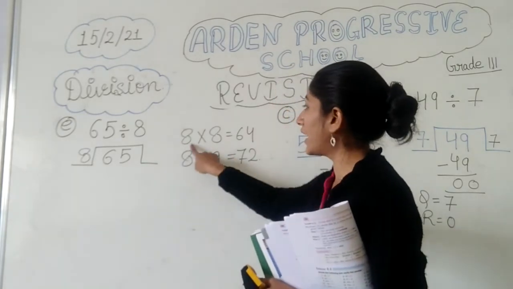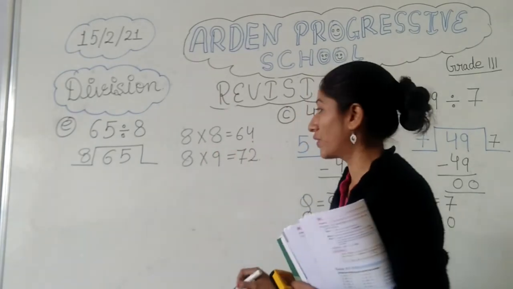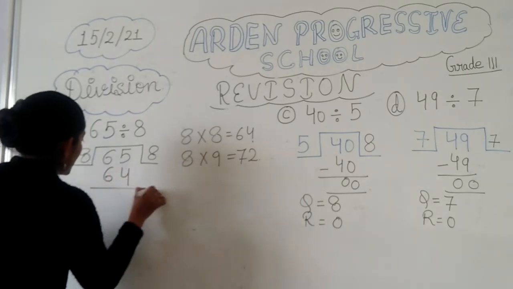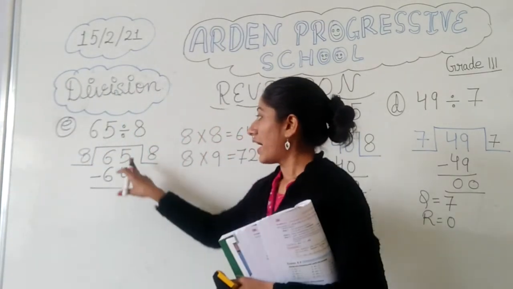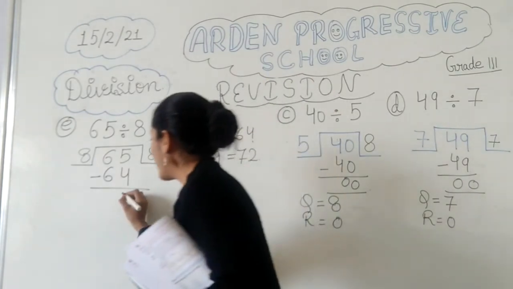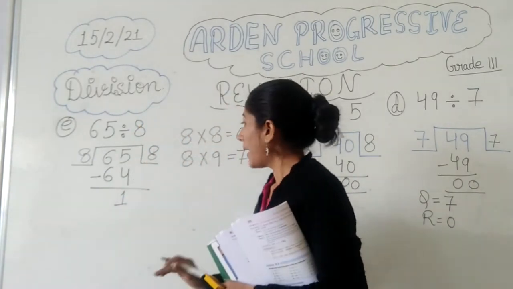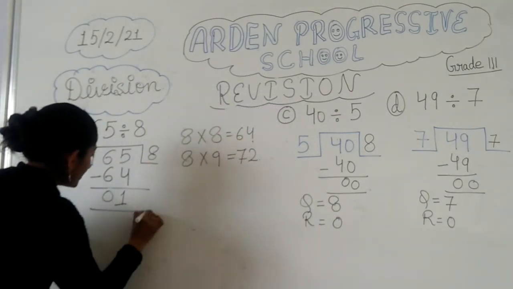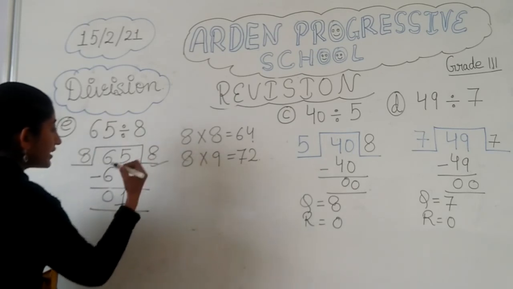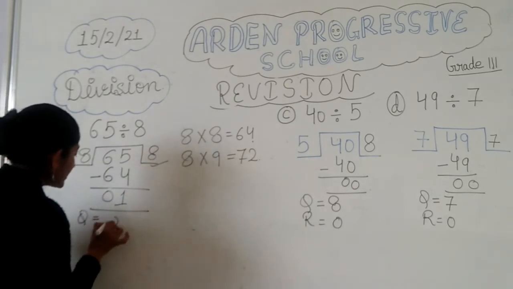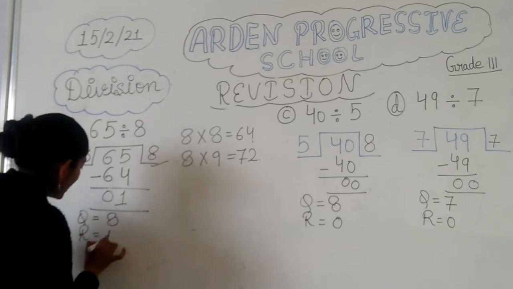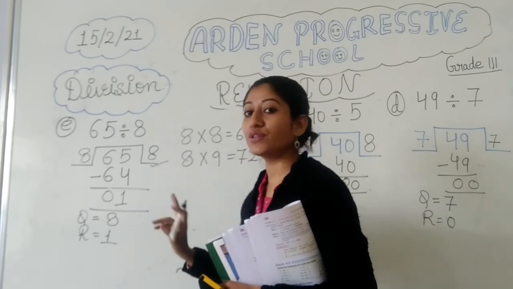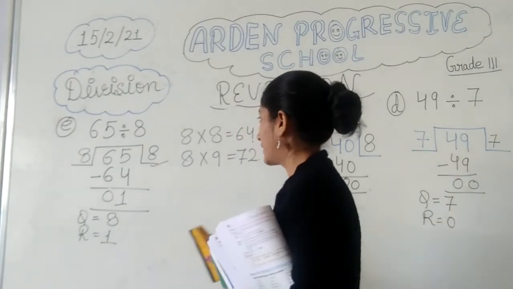So what will we take? We will take 8 into 8, which is 64. So putting here 8 into 8, 64. Now let's subtract. Now see, 5 minus 4 will be 1, and 6 minus 6 is 0. So what will be the answer? The quotient is 8 and the remainder is 1. Now you can see that in this sum the remainder is coming 1. It is not 0 like in our earlier questions, right?